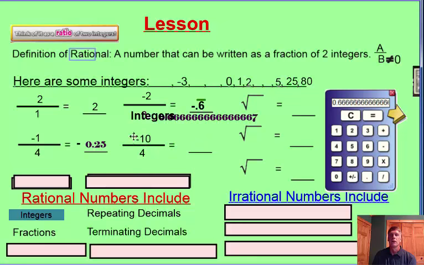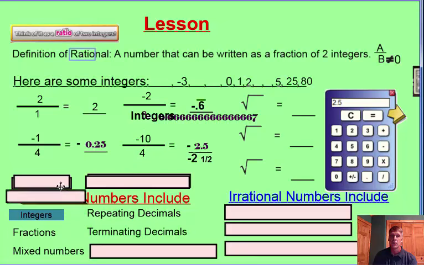Now, this is improper, so I'm going to divide it and take 10 divided by 4, and let's look at the decimal, 2.5. So now that's a terminating decimal. So that is a rational number. And mixed numbers, this is also 2 and 1/2. Mixed numbers are also rational numbers.